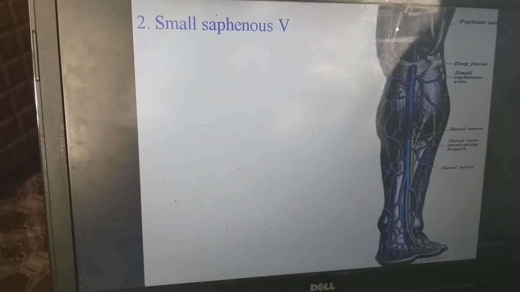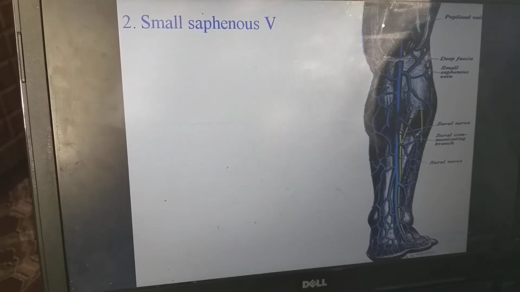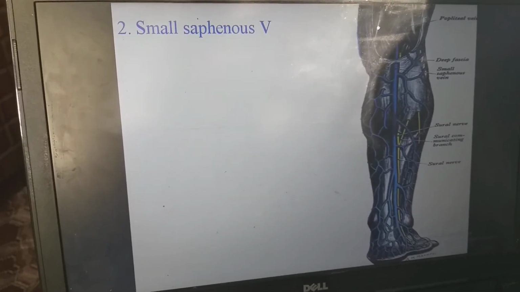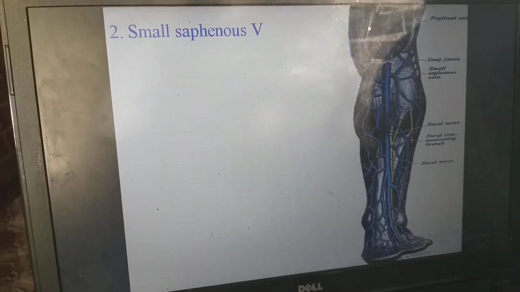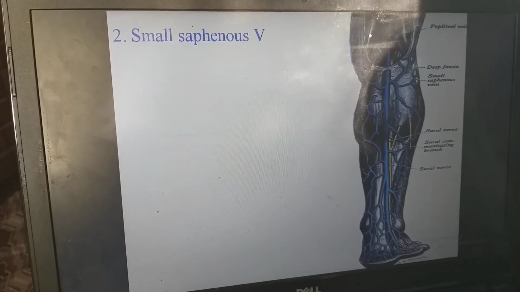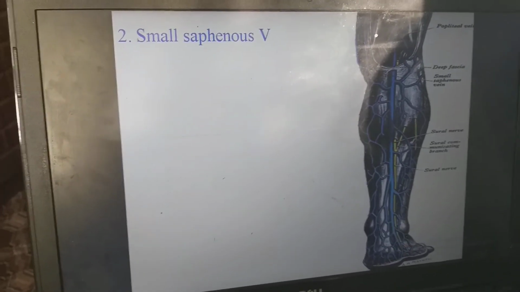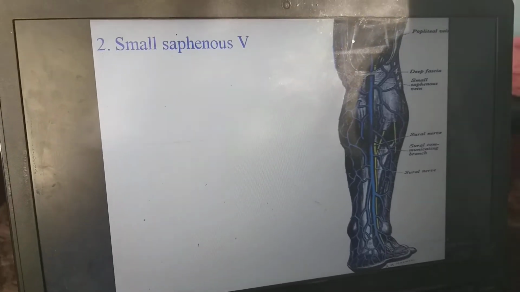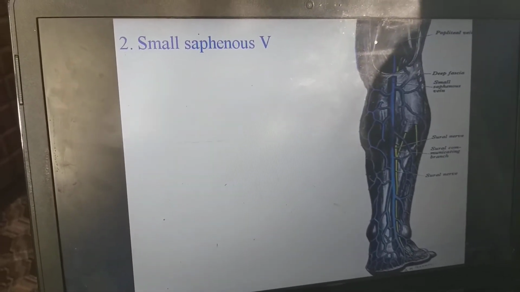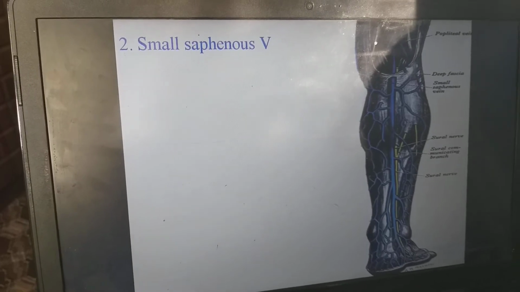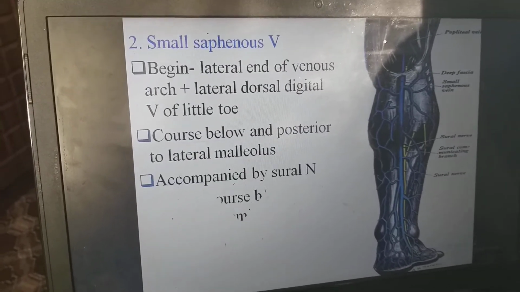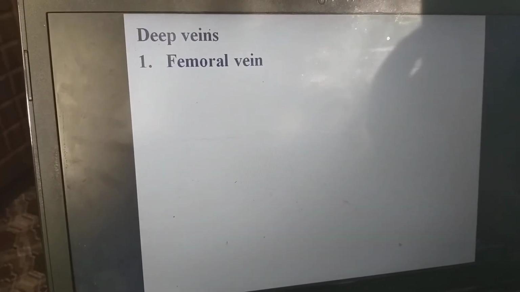That's the small saphenous vein. Already we have said it moves on the lateral side, so it drains to the popliteal vein. Then the popliteal vein drains to the femoral vein. The femoral vein drains to the external iliac, then the common iliac vein, and the common iliac to the inferior vena cava. The inferior vena cava finally brings deoxygenated blood to the right part of the heart, that is, the right atrium. So this is what we call the veins of the lower limb.